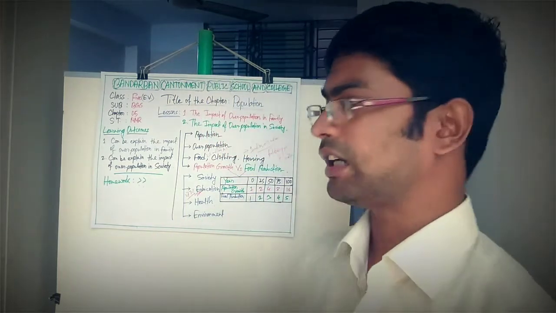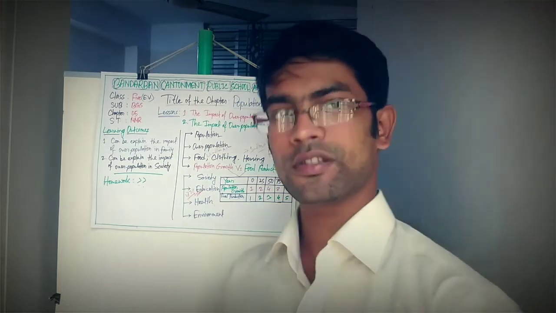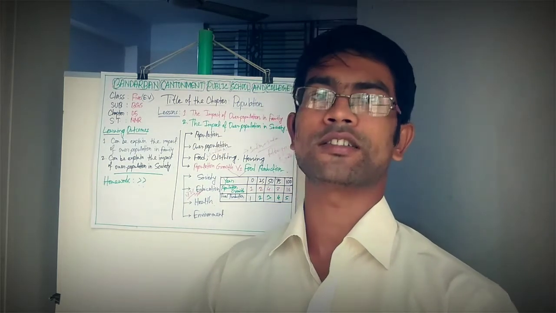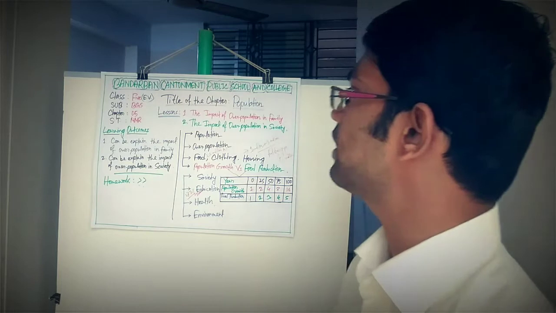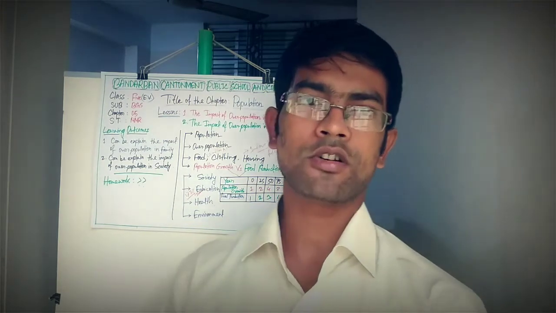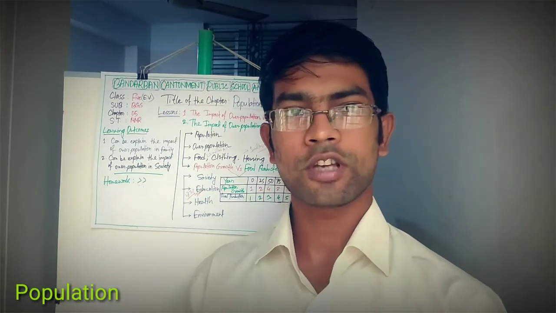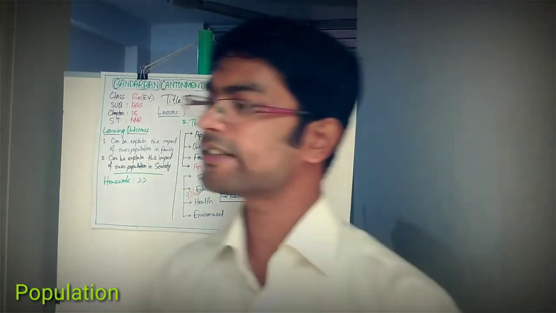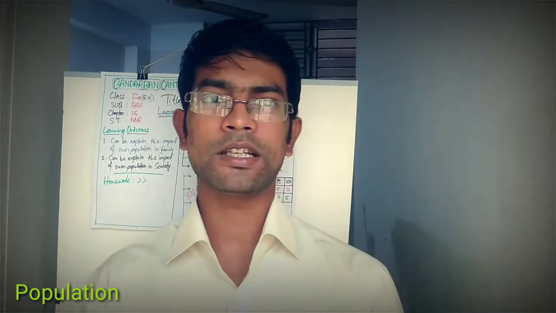Let's get into our lesson, chapter number 5. In this chapter there are 4 lessons, but today we will discuss only 2 lessons. Lesson number 1: the impact of overpopulation on family and the impact of overpopulation on society. What is population? Population means the inhabitants of a particular place. We know who the population is. We are the population of Bangladesh.